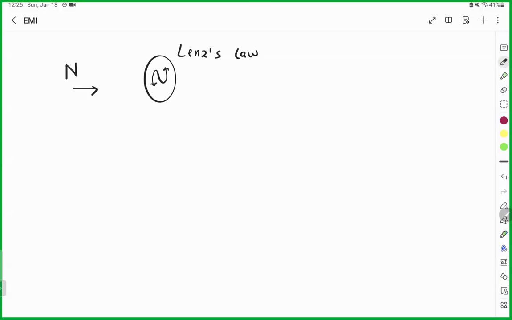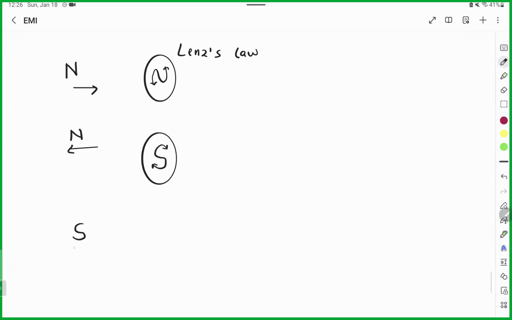Any doubt? No, sir. If north pole is going away, what should be the pole shown by the ring, Jordan? It should show south. Why? Because when north is going away, it wants to attract, so it will show south. Exactly.